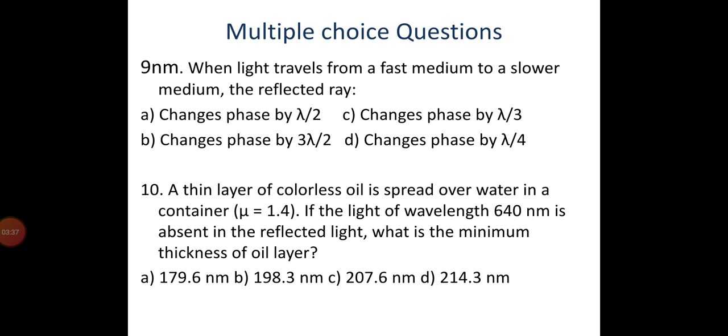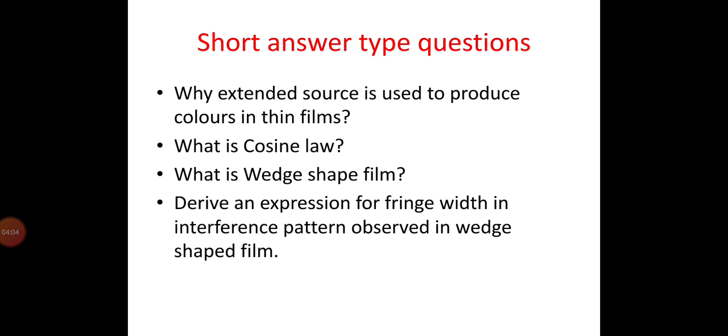Next question is, a thin layer of colorless oil is spread over the water in a container having refractive index 1.4. If the light of wavelength used is 640 nanometer is absent in the reflected light, what is the minimum thickness of the oil layer? You just write down all the data given to you and use the appropriate relation in order to find out the thickness of oil layer.